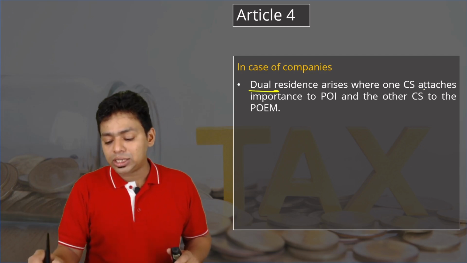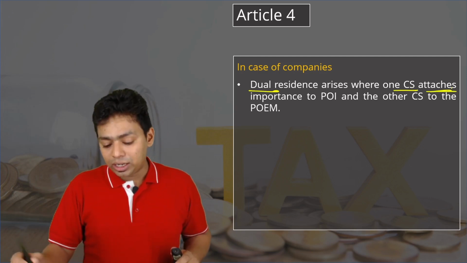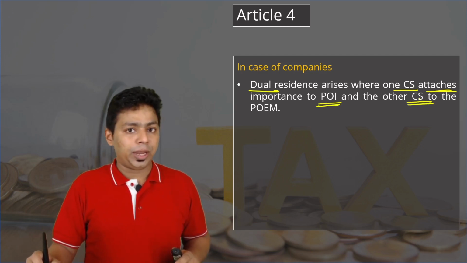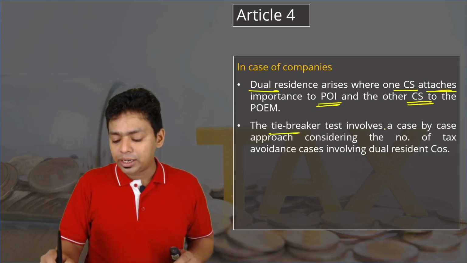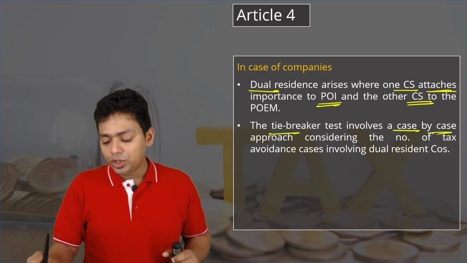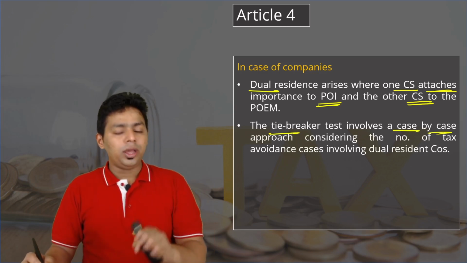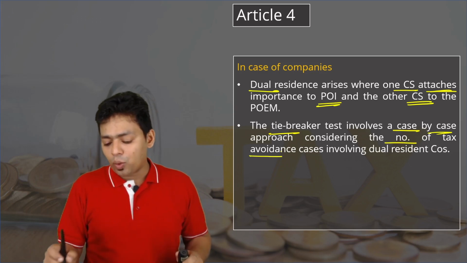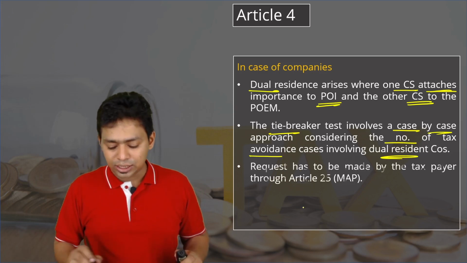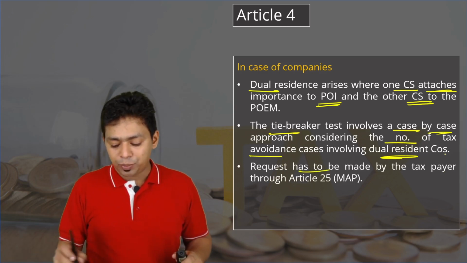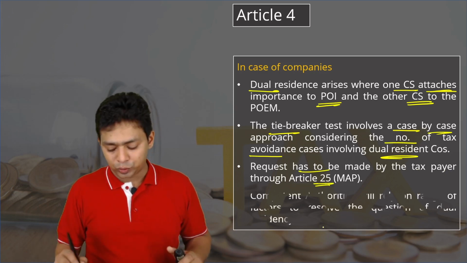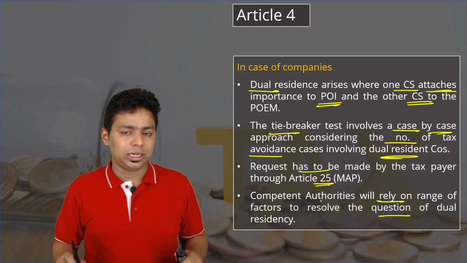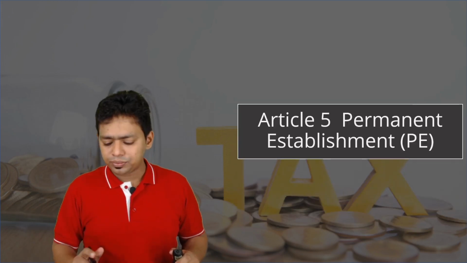Dual residence arises where one contracting state attaches importance to place of incorporation and the other contracting state to POEM, place of effective management. The tiebreaker test involves a case by case approach. It's not a standard blanket model for all; every case is a unique case. You have to evaluate what has happened in that case, considering the number of tax avoidance cases involving dual residence companies. A request has to be made by the taxpayer through Article 25, that is the mutual agreement procedure. Competent authorities will rely on a range of factors to resolve the question of dual residency. So they will discuss and come up with a solution.